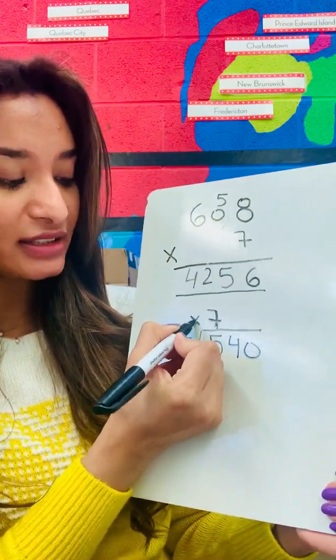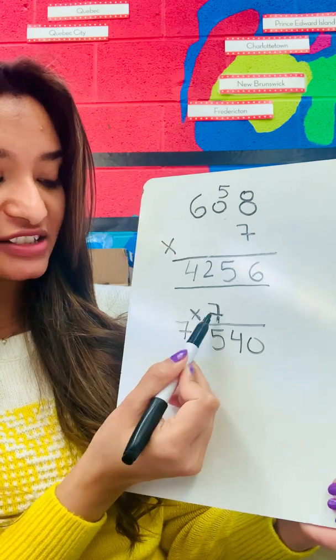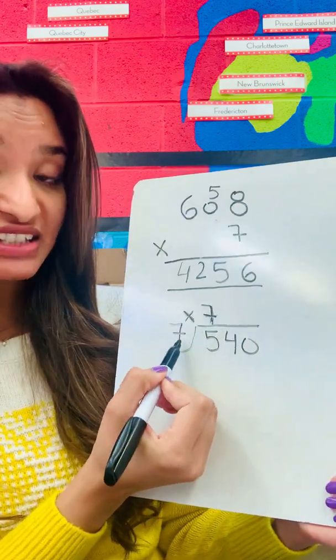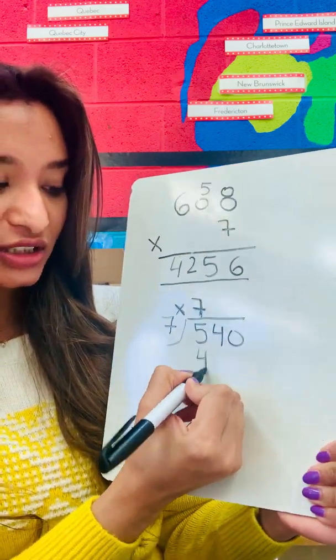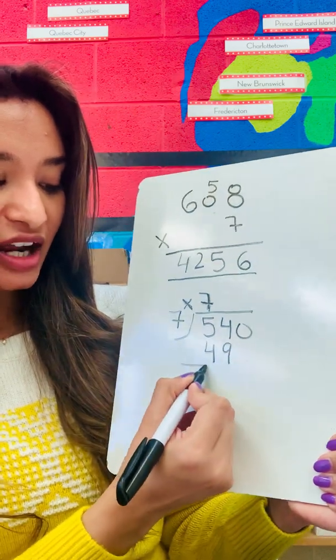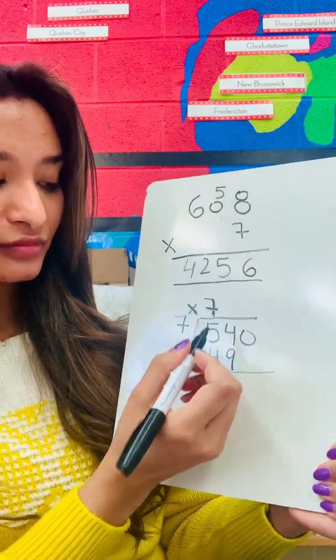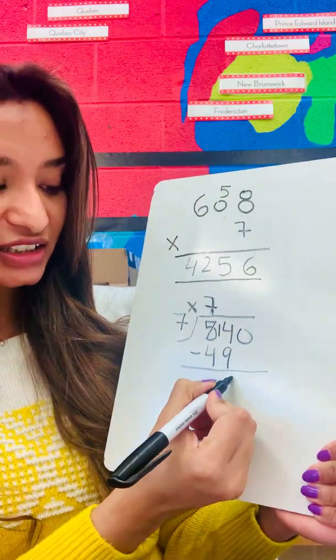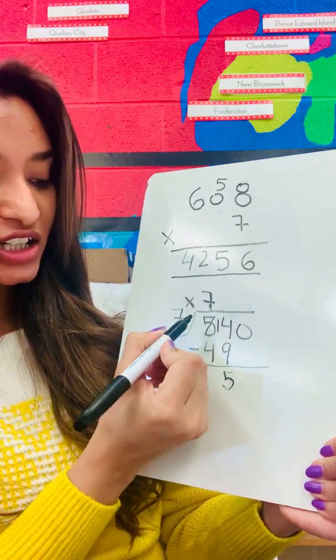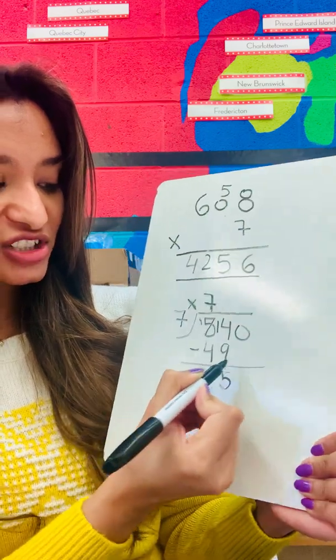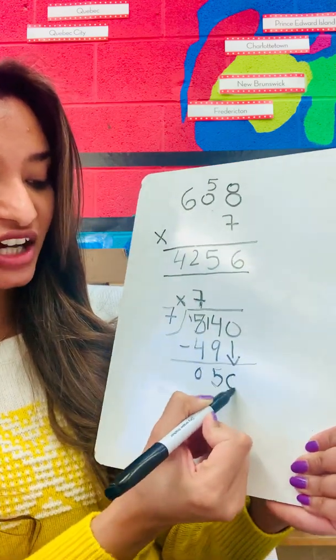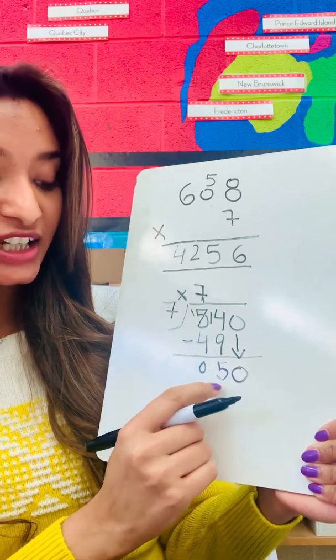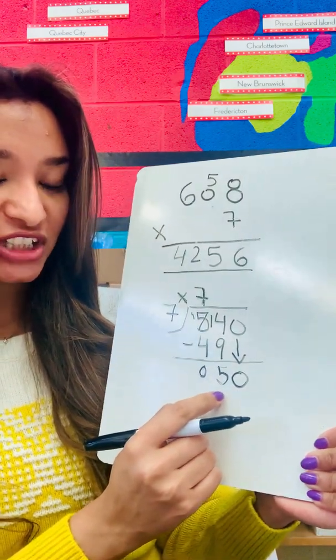Then I multiply these two numbers. 7 times 7 gives me 49. I subtract. 14 take away 9 gives me 5. 4 take away 4 gives me 0. Then I bring this 0 down. So now it has become 50.